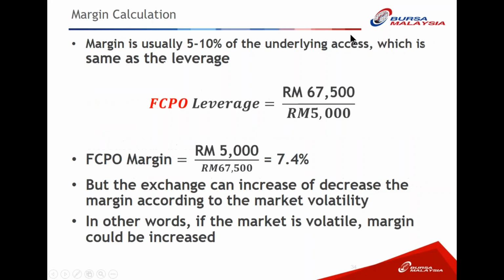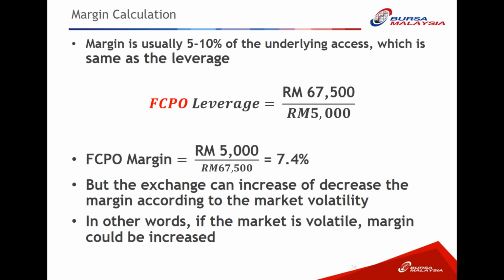Let's say, for example, your margin calculation will be 5 to 10% of the asset. From here you see CPO margin, it will be 5,000 over 67,000, which is a 7.4% margin requirement to control one contract. But the exchange can still increase it if the market is very volatile. Actually, last year it was increased up to 6,000, slightly higher than the current margin, because the market became very volatile during the El Nino effect, when our production of palm oil dropped a lot. So that's why the margin can increase and decrease over time.